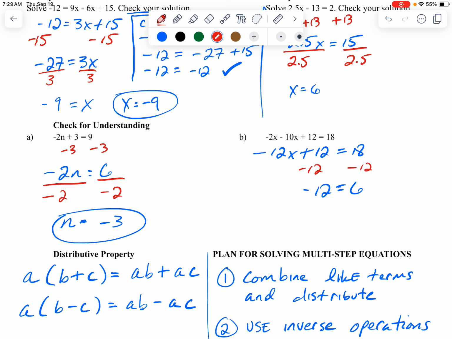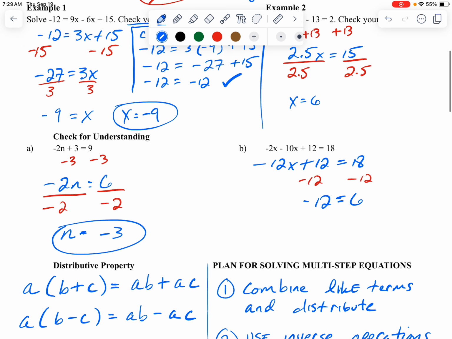And, whoops, I missed my x. That's negative 12. Going a little bit too fast here. That's negative 12x equals 6. And then I'm going to divide by negative 12. If you need to use a calculator for this, that's fine. 6 divided by negative 12, you should end up with x equals negative 1/2 or negative 0.5. Those both mean the same thing, so either way is just fine.